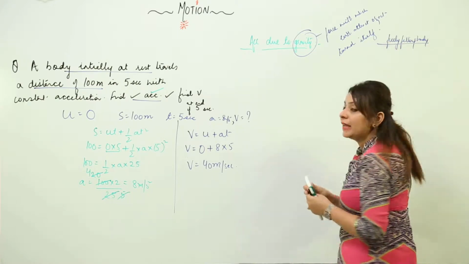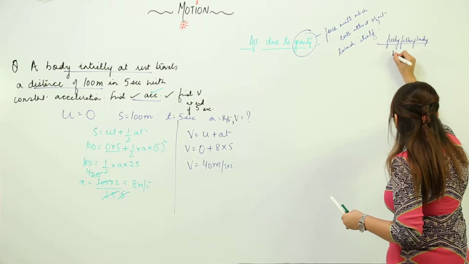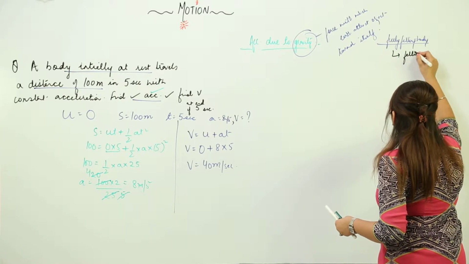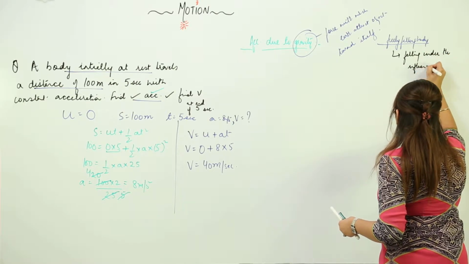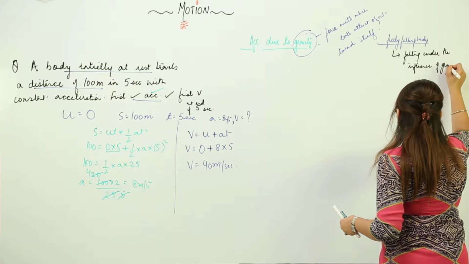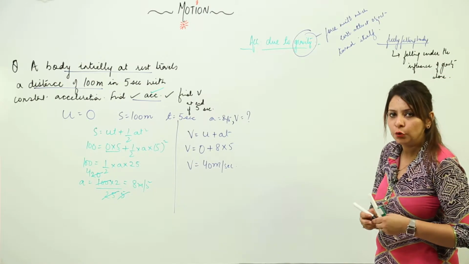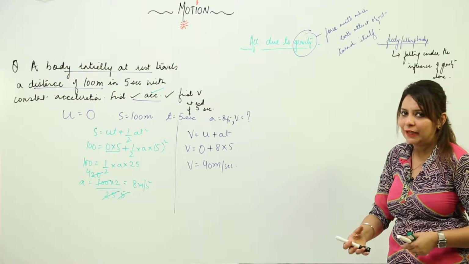A freely falling body is that which falls just under the influence of gravity. So I will write here, a freely falling body is a body falling under the influence of gravity alone. That means there is no other force acting on that body, only the gravitational force is acting, that is why it is moving down.